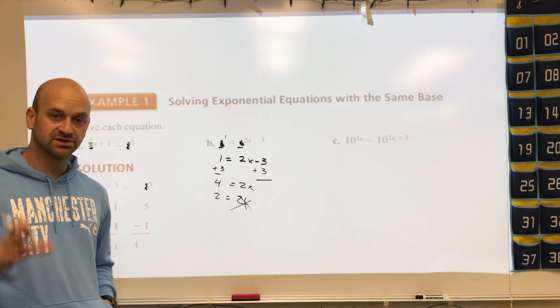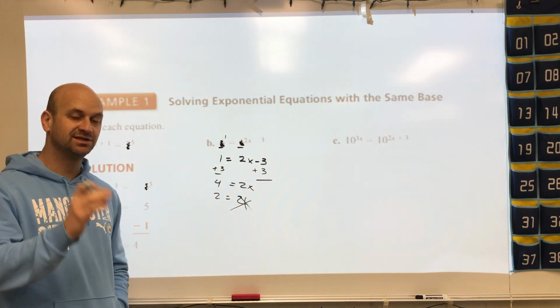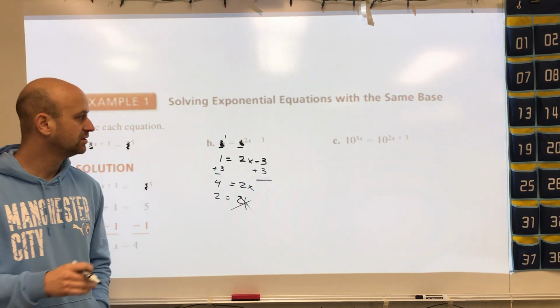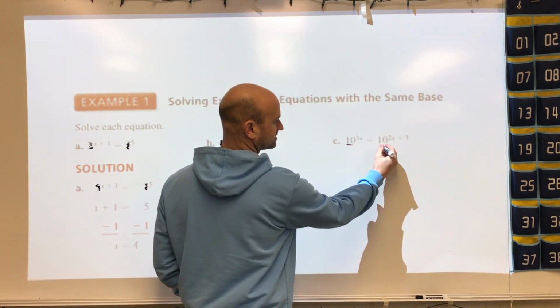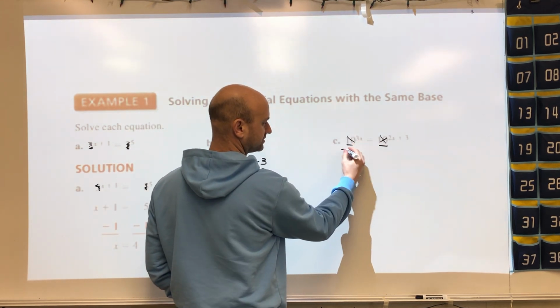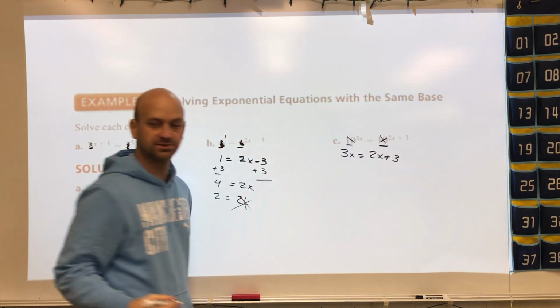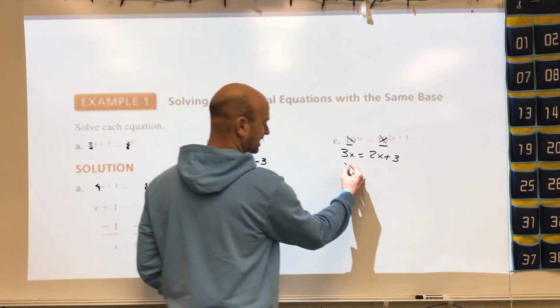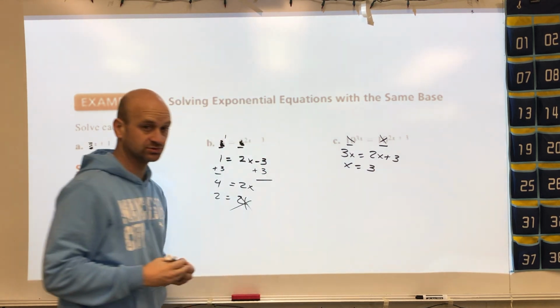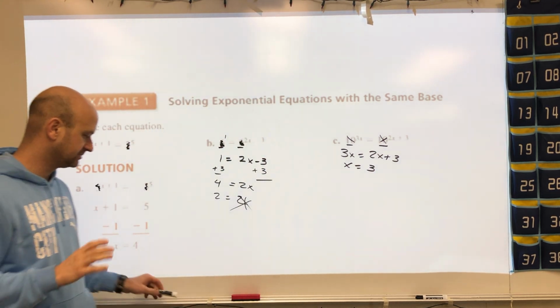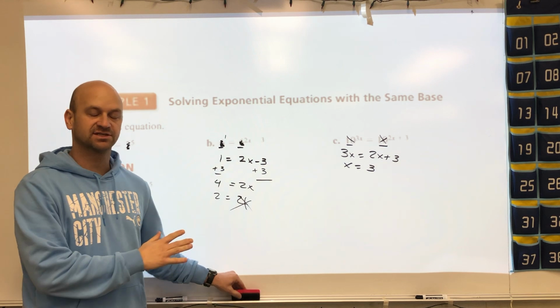So again, what is the most important thing we need to do? We need the base to be the same. All right, over here, are the bases the same? They are. Okay, so we can cancel those out. I get 3x is equal to 2x plus 3, and then I would end up getting x is equal to 3 as my solution. So that becomes the foundational rule for all of exponential equations.